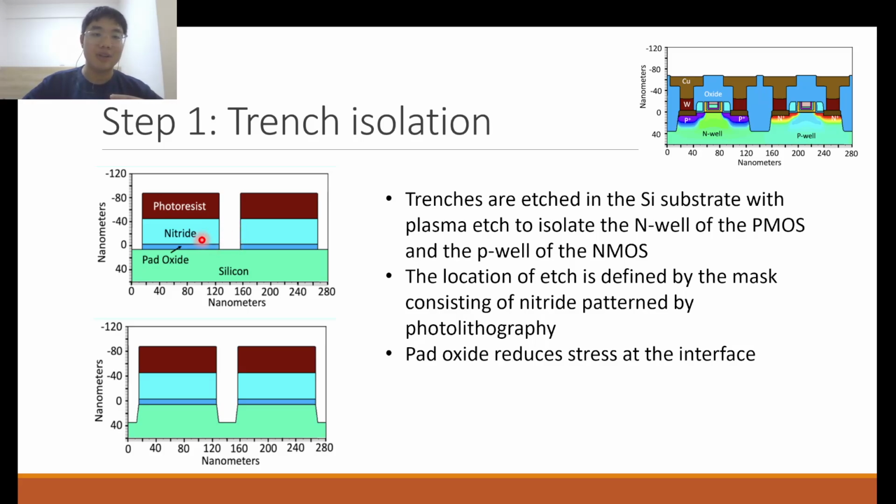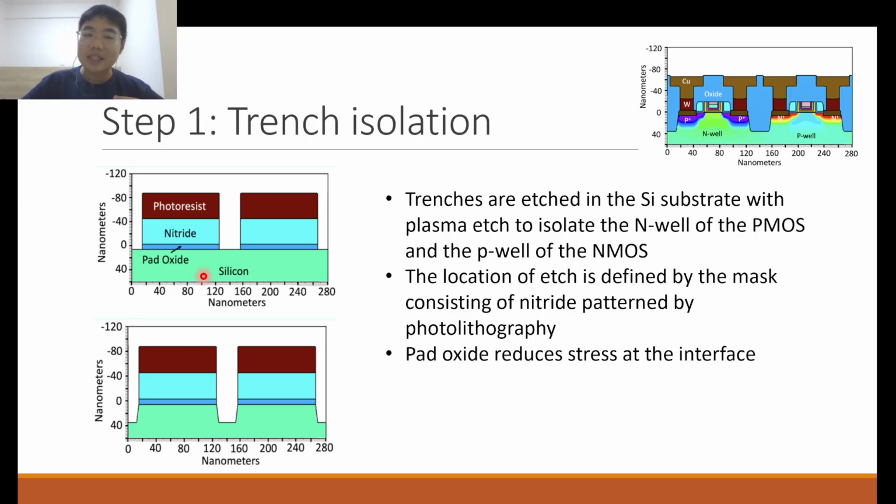And in turn, we are using that pattern on the nitride to etch a pattern, or what we call a trench, in the silicon material. You may see here that there's this pad oxide. Just for your information, this is to reduce the stress at the interface between the nitride and the silicon layers, because if you know a bit of material science, the crystal lattice of nitride and the crystal lattice of silicon differ. When I say nitride, I mean silicon nitride.